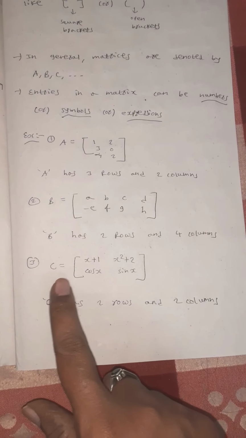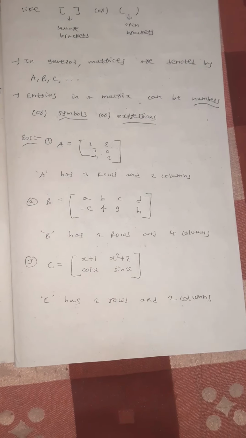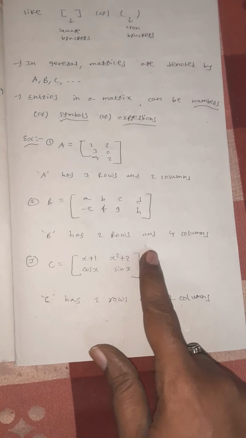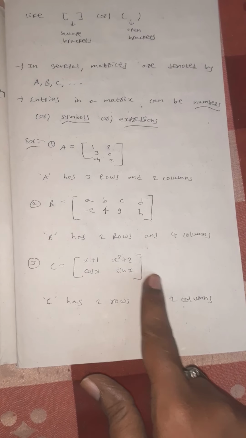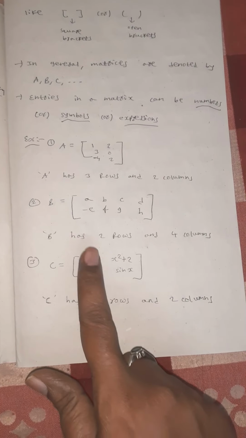Next, coming to the third one, it is expressions. We have algebraic expressions and trigonometric expressions. The first row is algebraic expressions, the second row is trigonometric expressions. So C has how many rows? 2 rows and 2 columns.